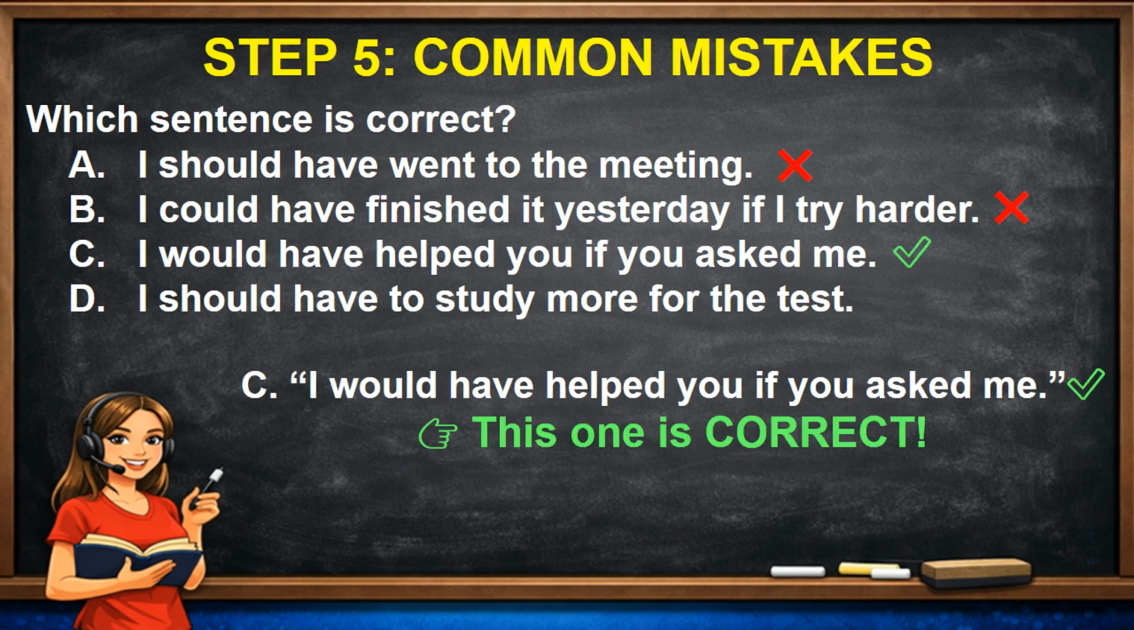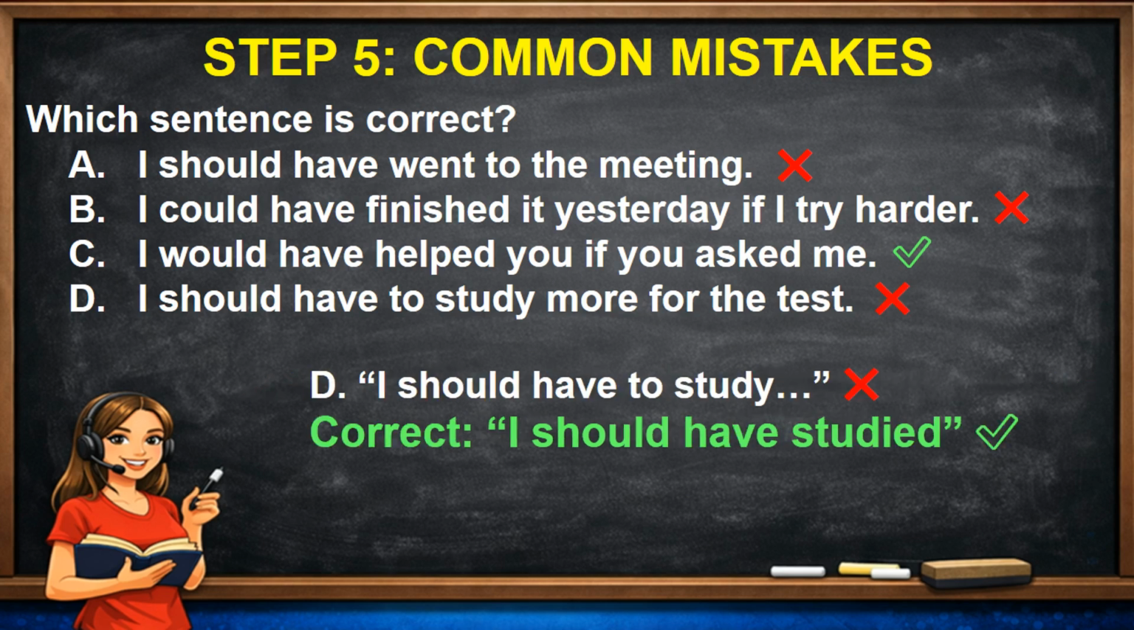Option C. I would have helped you if you asked me. Spot on. This one is correct. And option D. I should have to study. This is incorrect. No to, and we must use verb 3, so it should be I should have studied. See? Tricky, right?